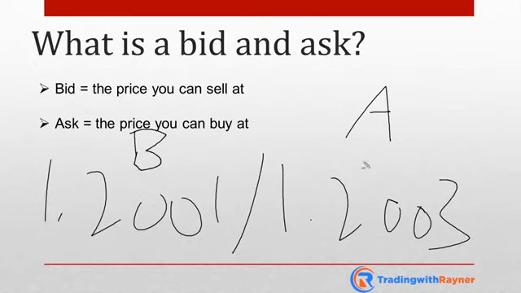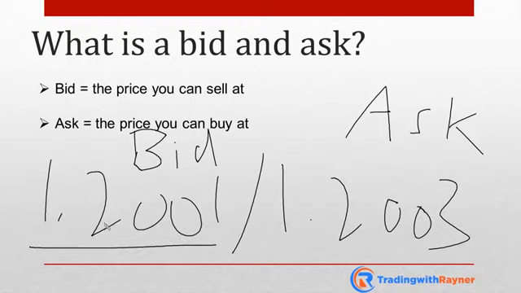If you refer to what I just mentioned, the ask is the price you can buy at. So if you want to go long euro dollar right now, you want to buy euro dollar, this is the price you have to pay, 1.2003. If you want to sell euro dollar right now, this is the price that you can sell at, 1.2001. So this is what we mean by the bid and the ask, the price that you can buy at and the price that you can sell at.